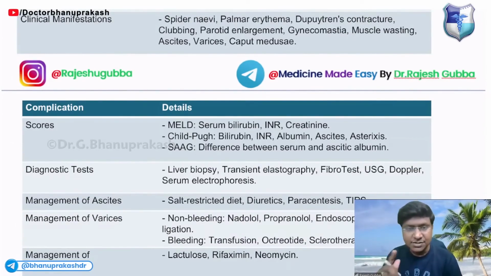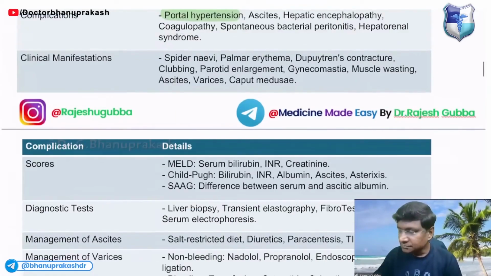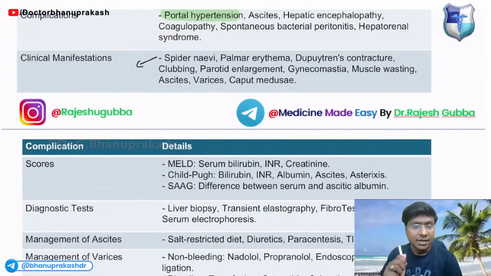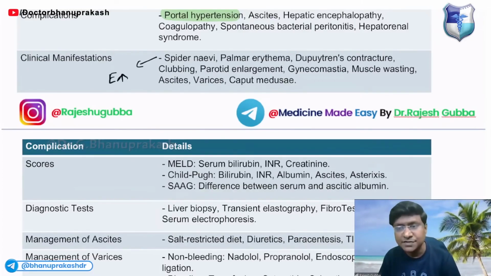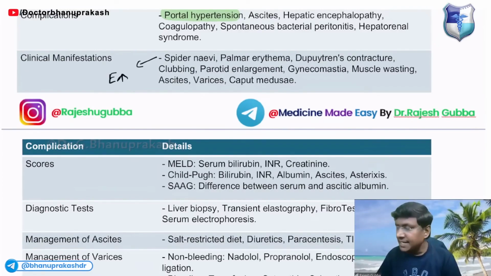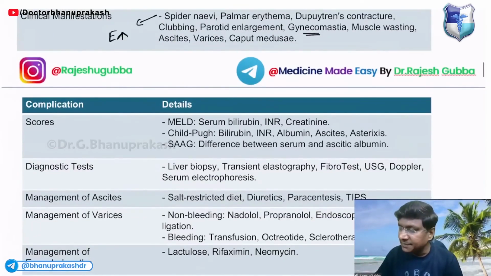But what are the questions that I'll tell you? The question that can be asked is about spider nevi. What is the cause for the development of spider nevi? It is mainly because of increase in the estrogen level in case of cirrhosis of liver. That will be the reason for the development of spider nevi, and increase in the estrogen level is also the reason for the development of gynecomastia as well. Next, caput medusae.